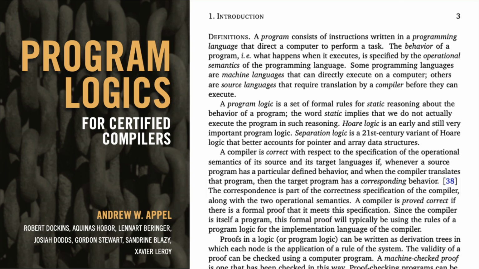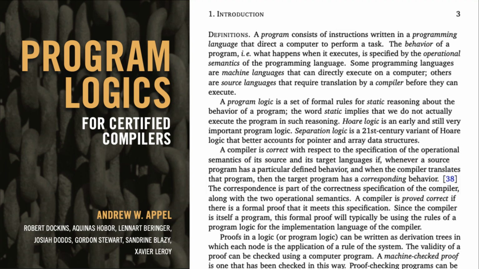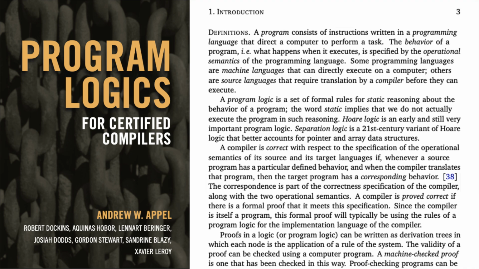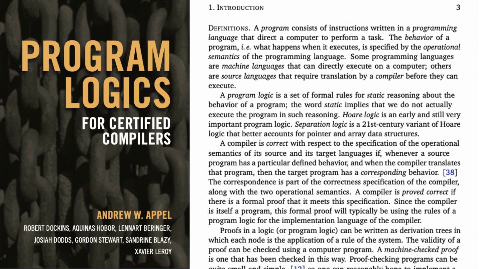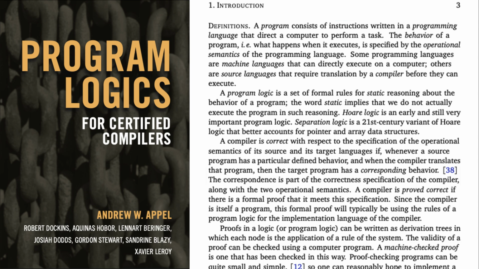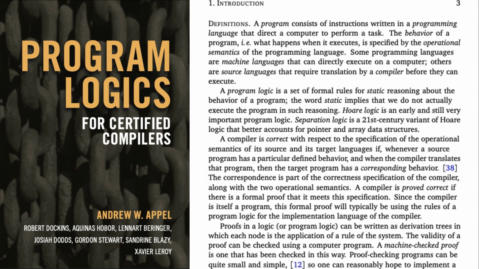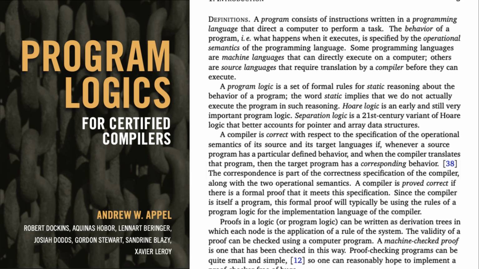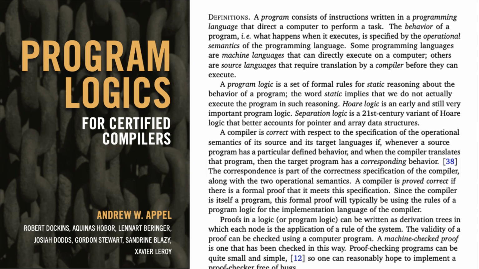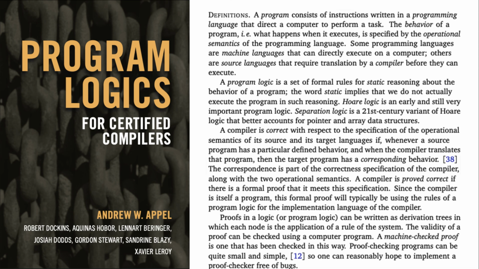A program logic is a set of formal rules for static reasoning about the behavior of a program. The word static implies that we do not actually execute the program in such reasoning. Hoare logic is an early and still very important program logic. Separation logic is a 21st century variant of Hoare logic that better accounts for pointer and array data structures.